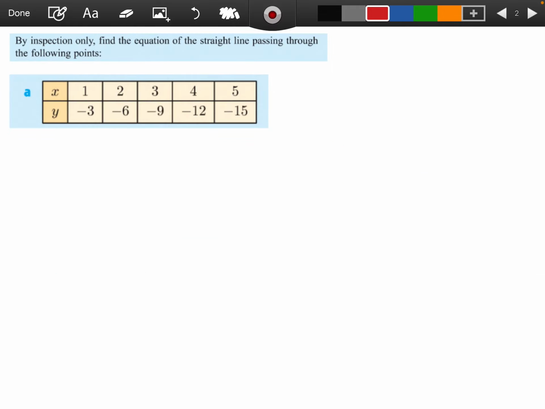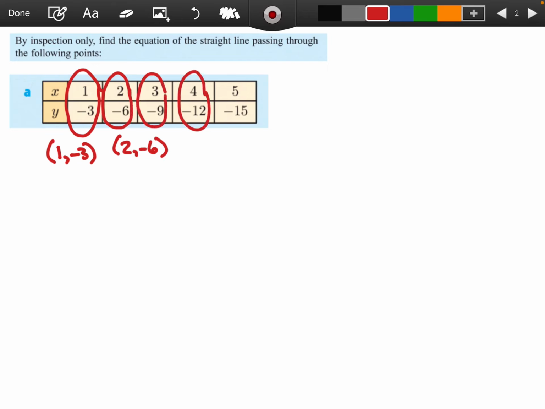What we're going to do today is look at a table of values. We're going to look at a couple of them, and we're going to try to figure out what is the equation that connects these points. So you have to think of them as points this way. The coordinates of that point would be 1, -3. And then we would have 2, -6, and so on. So read the table of values this way.